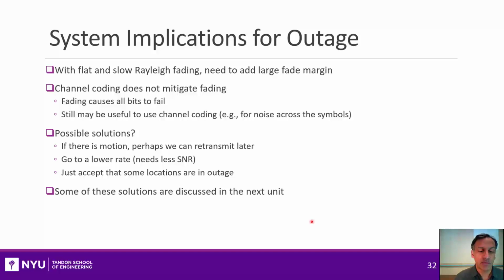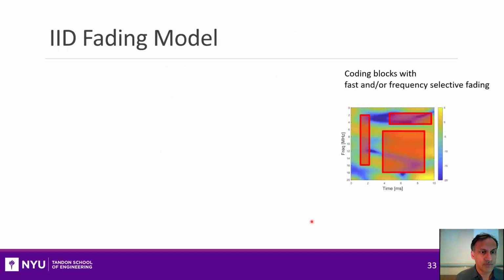and then we could retransmit later. Or maybe we can just adapt the rate somehow to go to a lower rate. Or perhaps in some applications, we could just accept that there are going to be some locations that are in outage. In the next unit, I'm going to go over some of these MAC layer principles that will allow you to get over this. So do not despair if your system is in this situation, but just understand that coding by itself is not going to get you out of it.